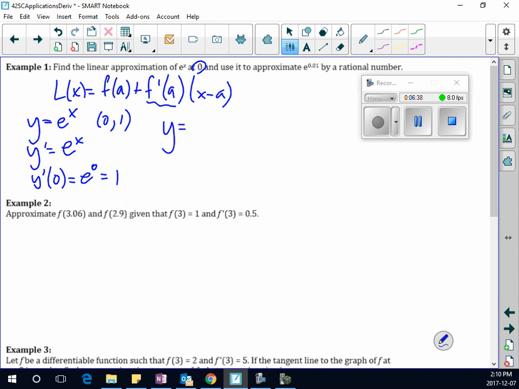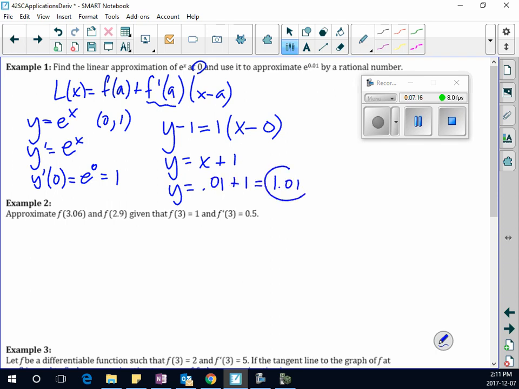Y equals, or y minus 1 equals the slope, which is 1, x minus 0. Yes? So y equals x plus 1. Okay? So there's my tangent line. So now I'm going to use this to approximate e to the power 0.01. So I'm going to plug in 0.01. So y equals 0.01 plus 1, and I get 1.01. I guess we didn't need a calculator for that one.